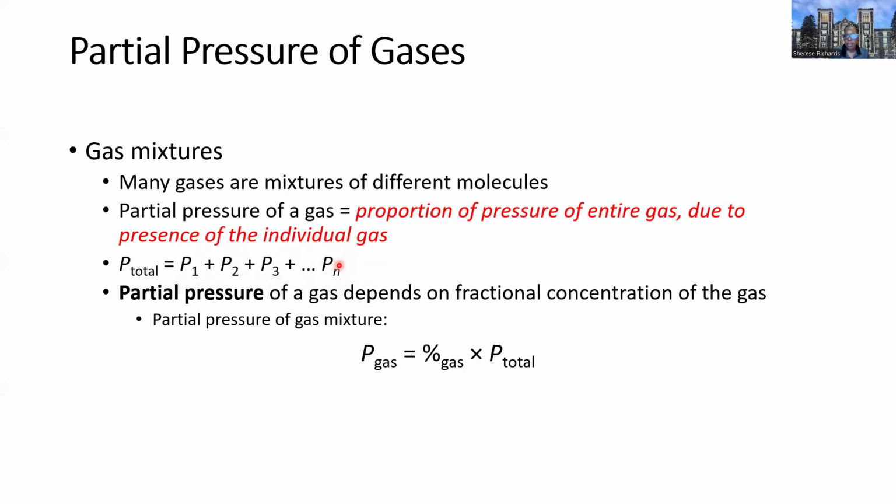It's also going to be determined by the fractional concentration of the gas. So the partial pressure of the gas is determined by the percent of that gas: how much of the overall air is made up of the individual gas, and the percentage of the total gas overall. An example here would be the partial pressure of oxygen is equal to what percent of air is made of oxygen multiplied by the total pressure of the air itself. And that will give us the partial pressure of the individual gas.